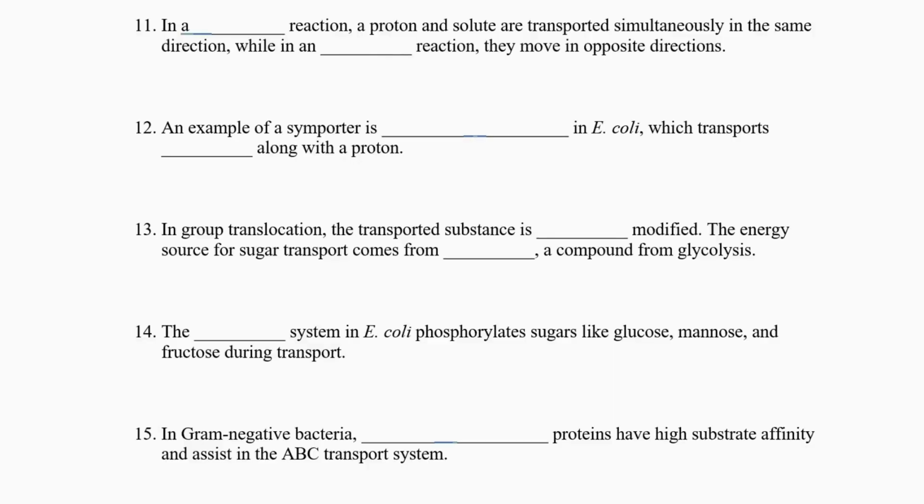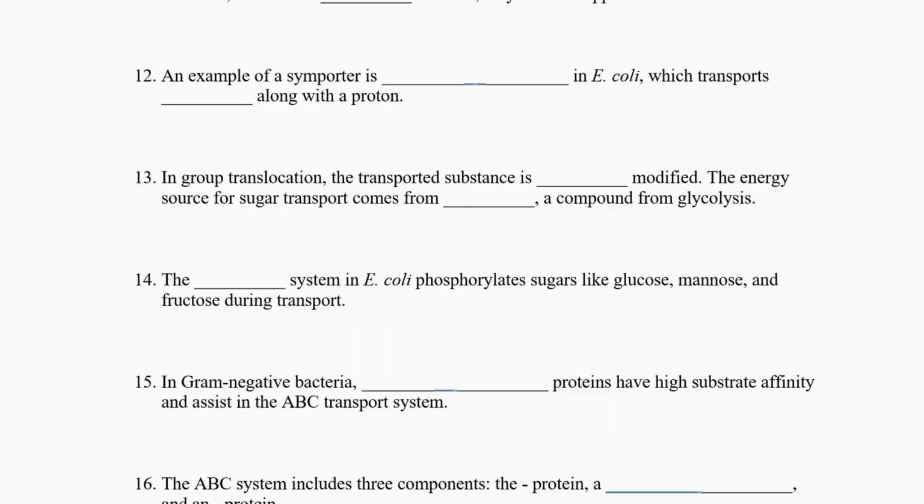13. In group translocation, the transported substance is blank modified. The energy source for sugar transport comes from blank, a compound from glycolysis. 14. The blank system in E. coli phosphorylates sugar like glucose, mannose, and fructose during transport.